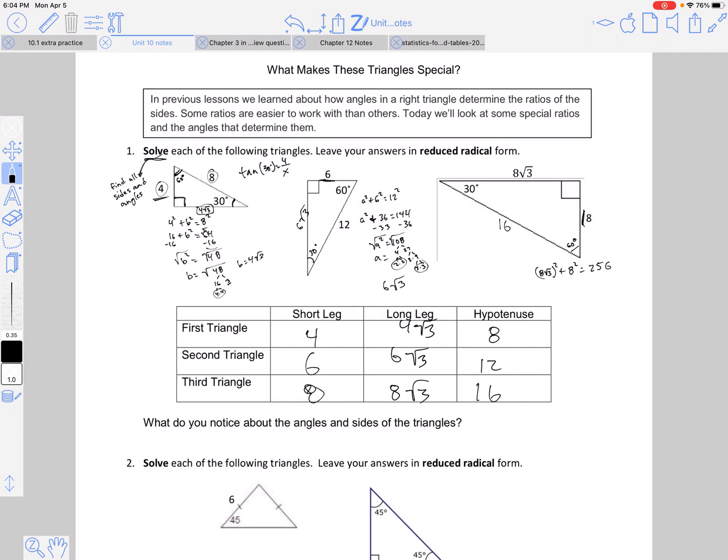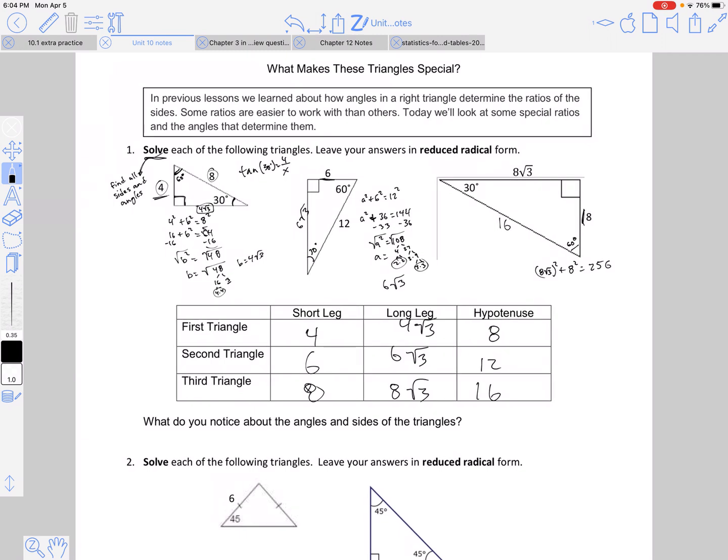So I just want you to look at this relationship. These are all different triangles, but they're similar, right? So they all have the same congruent angles. So they were all 30 degrees, 60 degrees, 90 degrees.